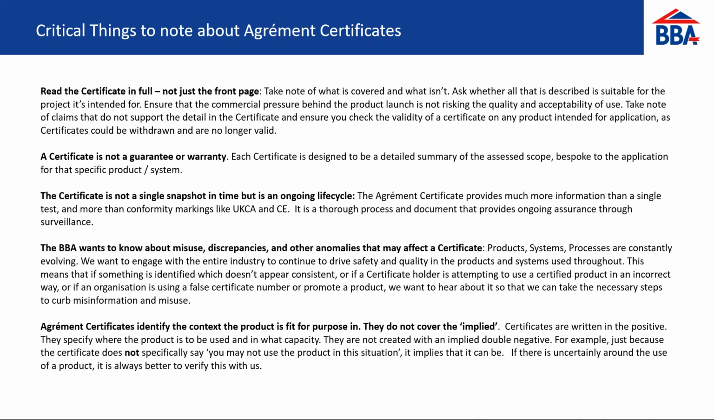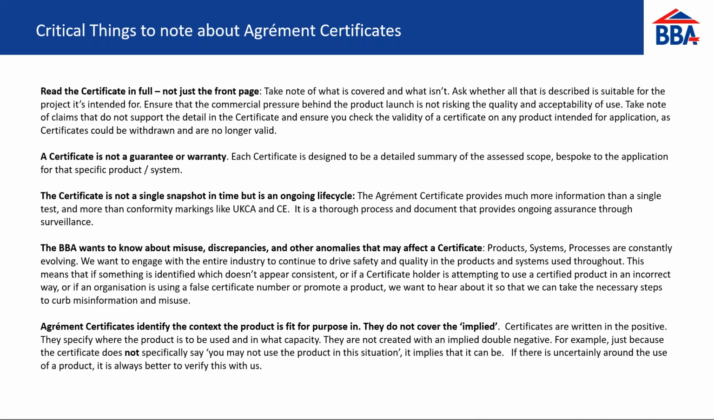The certificate is not a single snapshot in time, but is an ongoing life cycle. The Agrément Certificate provides so much more information than a single test, and certainly more than conformity markings like UKCA and CE marking, which are the minimum level for an independent certification. The certificate is actually a thorough process and document that provides ongoing assurance through surveillance, again, which we will discuss on Friday morning.